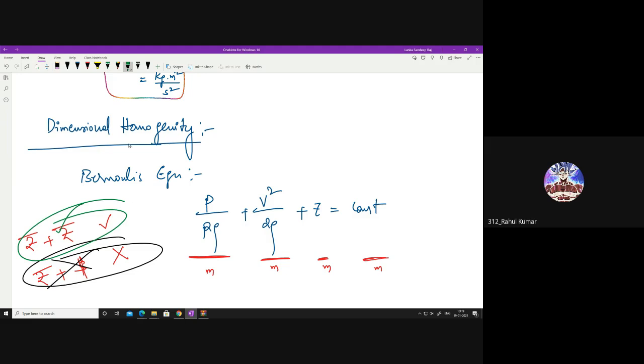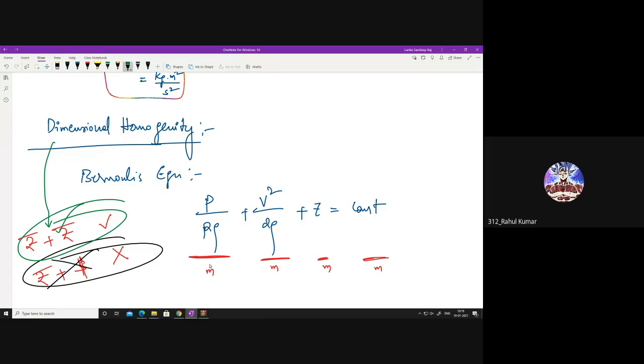So in dimensional homogeneity, what you do is you add a rupee with a rupee, you add a dollar with a dollar. You take the difference of dollars. You should not take the difference of dollar minus rupees. Dollar minus dollar is correct, rupee minus rupee is correct, but dollar minus rupee is not correct.